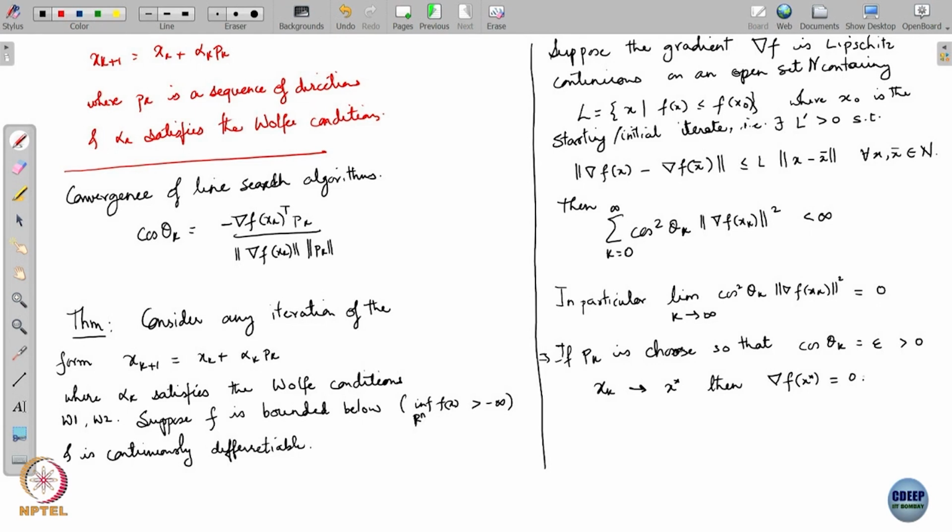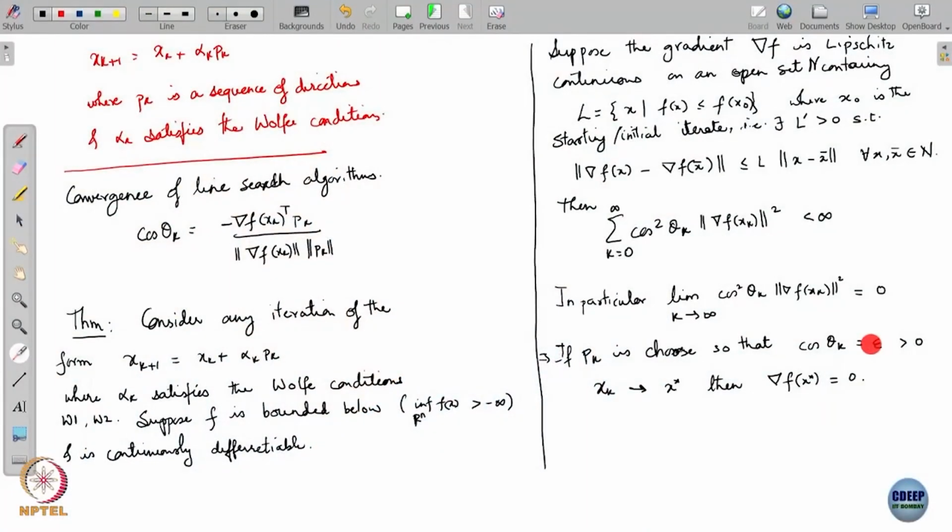Right. So, if pk is chosen in such a way that pk makes an acute angle with the negative of the gradient, okay, so it has some component, what this means is it has a non-zero component along the negative gradient, then you are guaranteed that the sequence of iterates actually gets you to a point where the gradient becomes equal to 0. That means you are satisfying the necessary conditions of optimality.